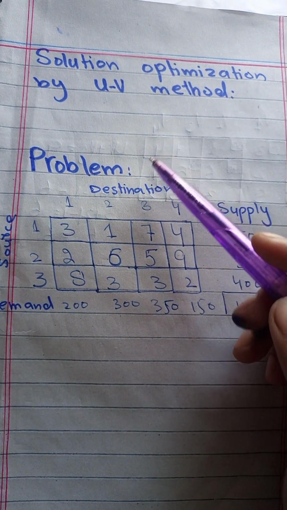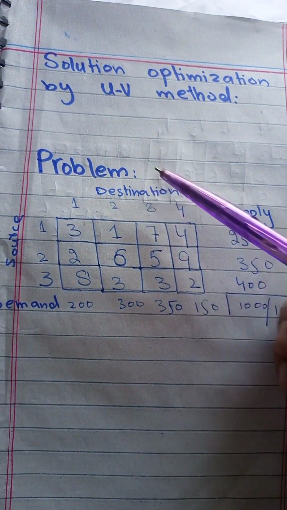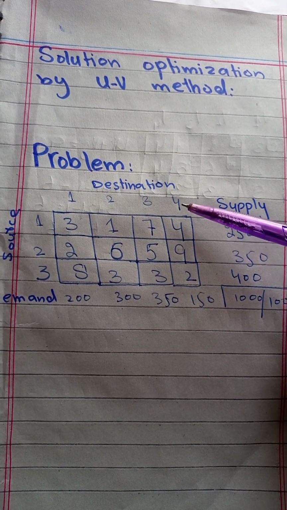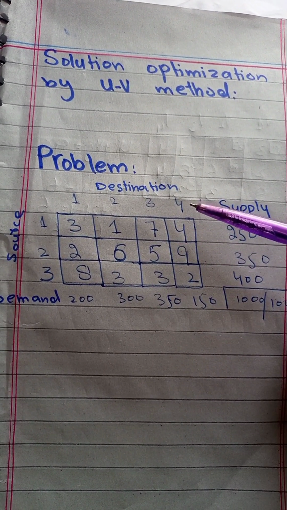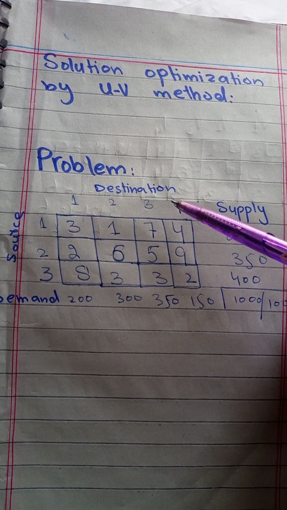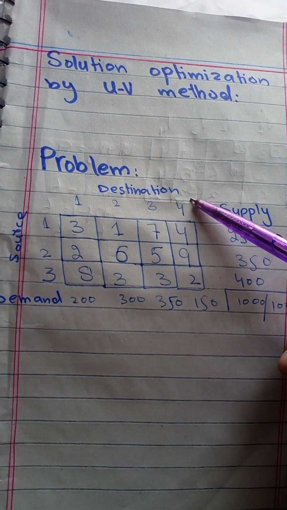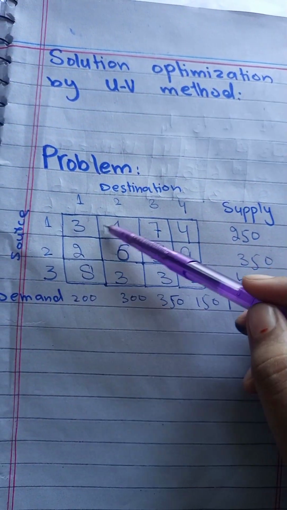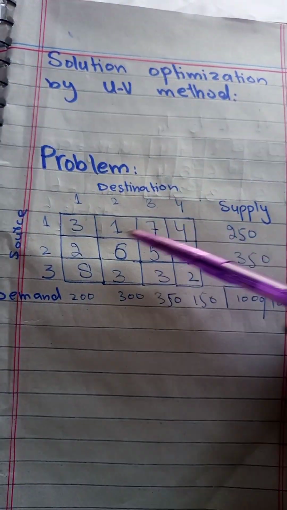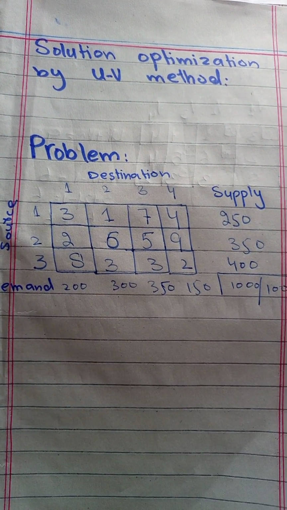For this problem, we have to solve it in two phases. First, we have to find the initial basic feasible solution, then we have to optimize it. So here is the problem, in which there are four destinations 1, 2, 3, 4 and 3 sources 1, 2, 3. Supply is here and demand is here.